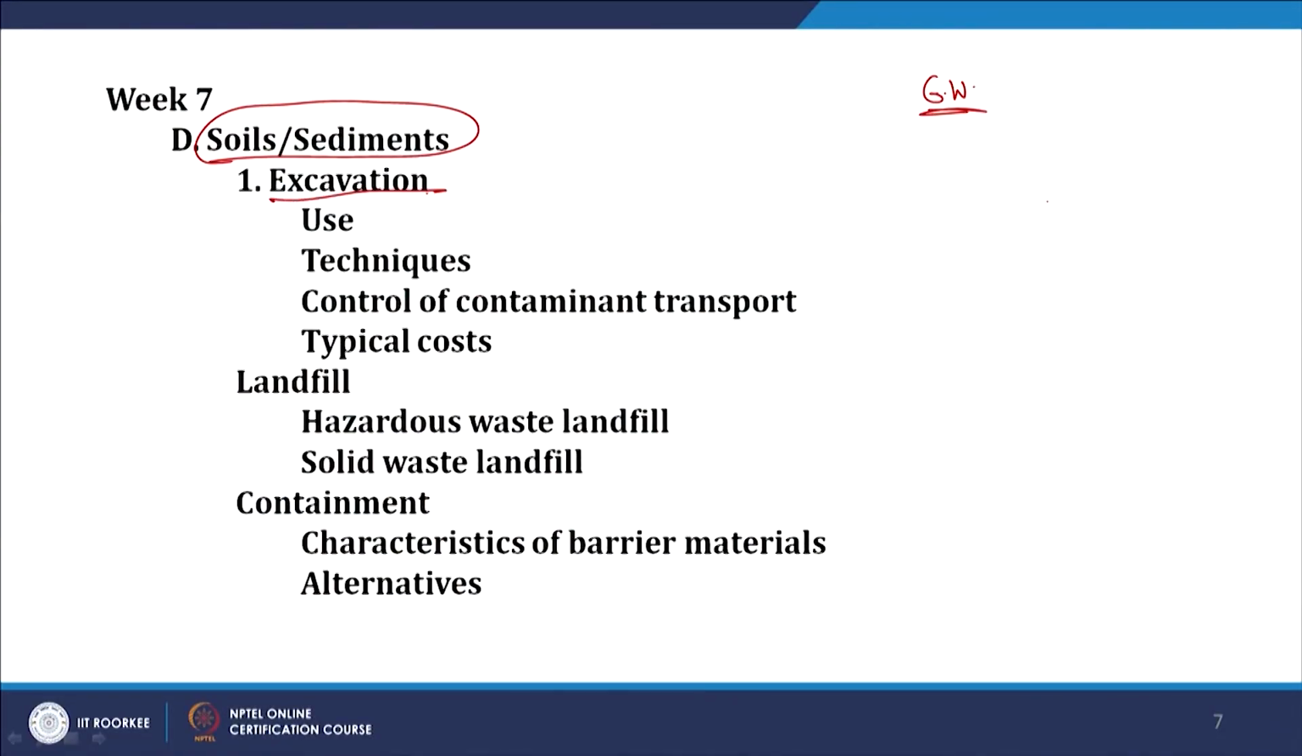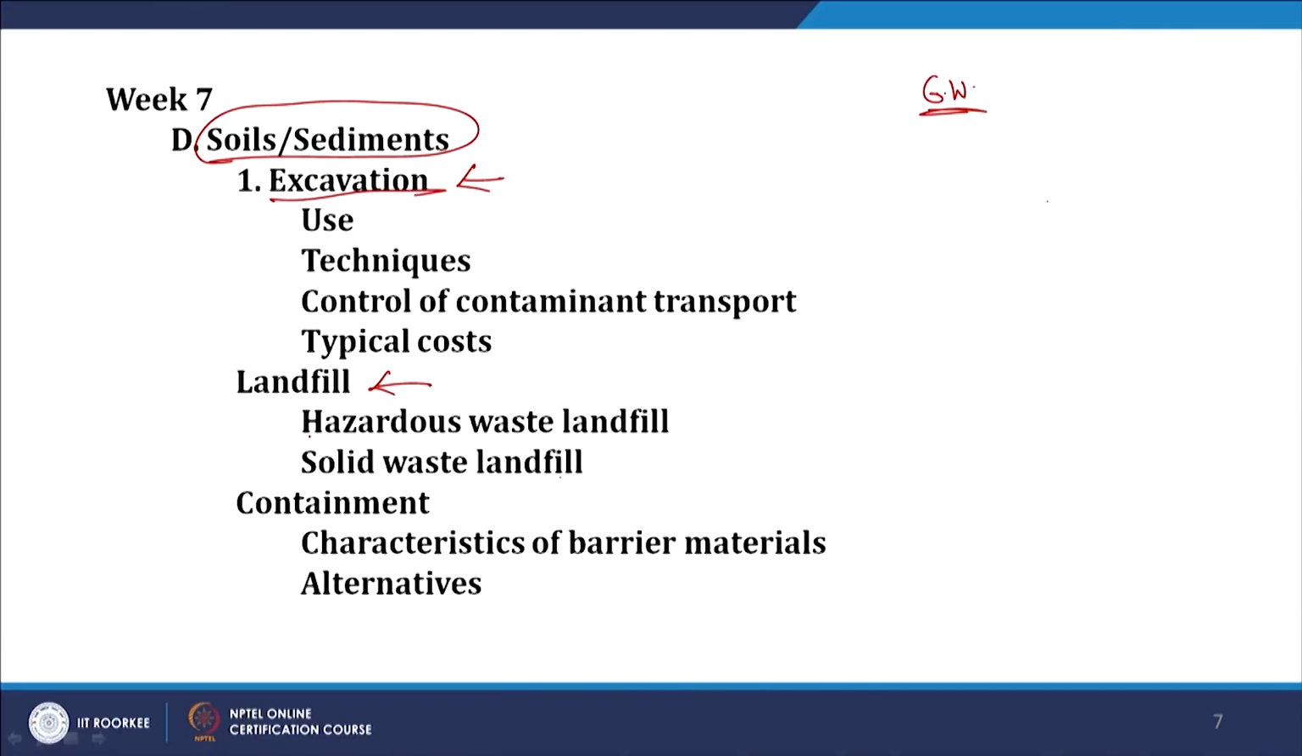Obviously the one that most people in India look at is excavation. They try to excavate the soil and then dispose of it in a hazardous waste landfill. But what are the issues here?